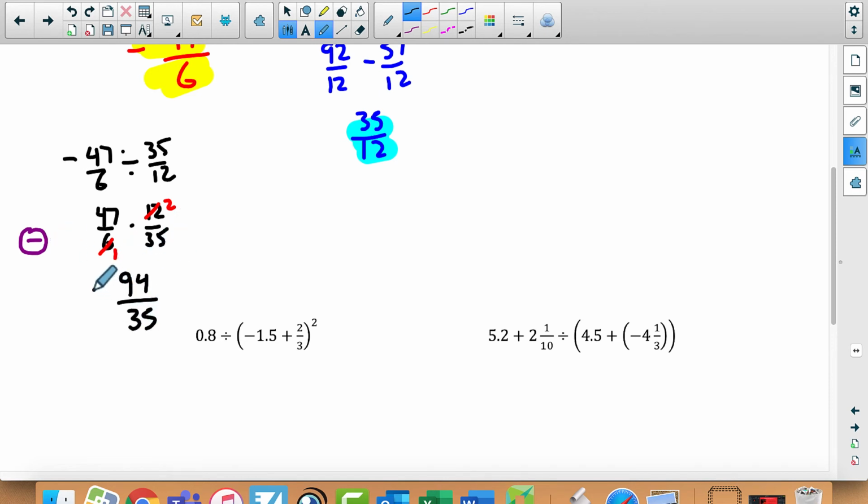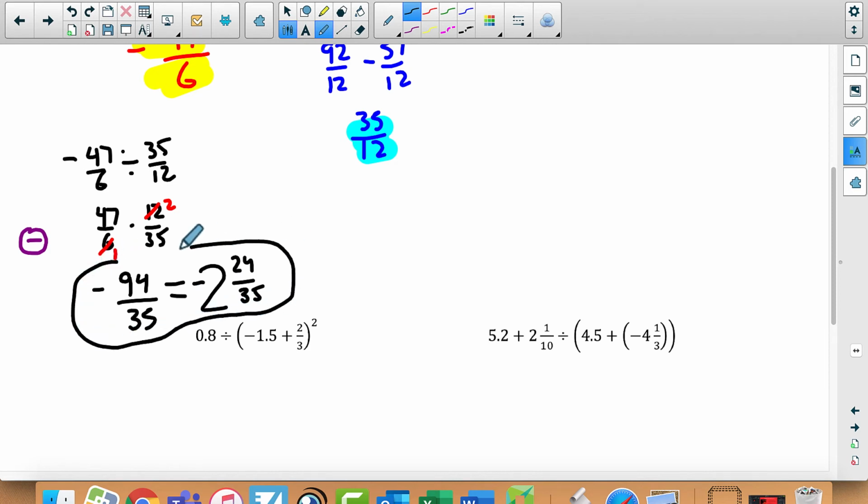Got to make our answer negative. Want to make it mixed? How many 35s go into 94? 2, which takes us up to 70, and you still have 24 over 35 left. Don't forget to make it negative like I almost did, and you're done.